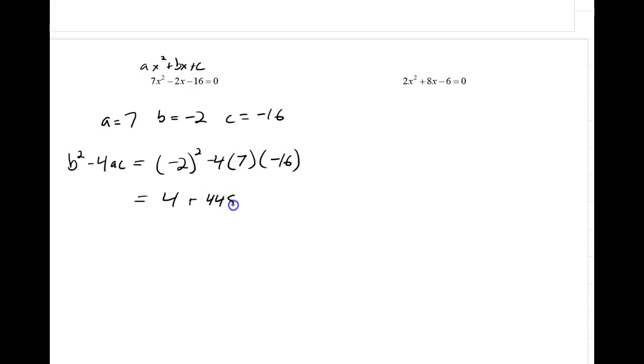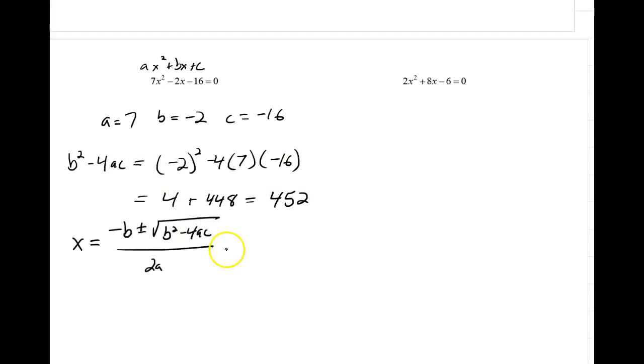448 plus 4 gives us 452. And so now when we go to the quadratic formula, -b plus or minus the square root of b squared minus 4ac, all over 2a, by already evaluating the b squared minus 4ac, it just saves me a little bit of steps. So it's going to be negative.